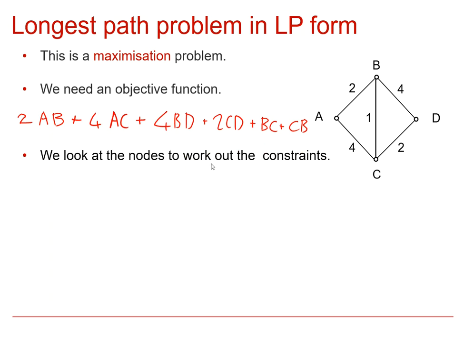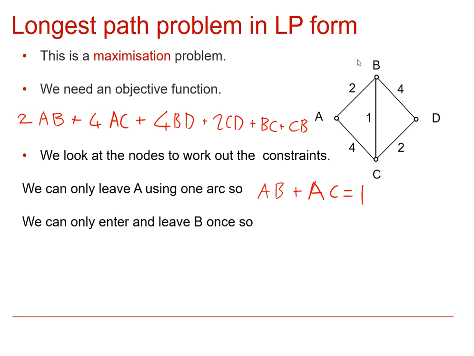So now let's think about the constraints. So firstly, we can only leave A once by one arc, so either AB is 1 or AC is 1, and that's the only possibility. So if I add AB and AC together, I'll get 1, because if one of them's 1, the other one has to be 0. So I can say AB plus AC equals 1.